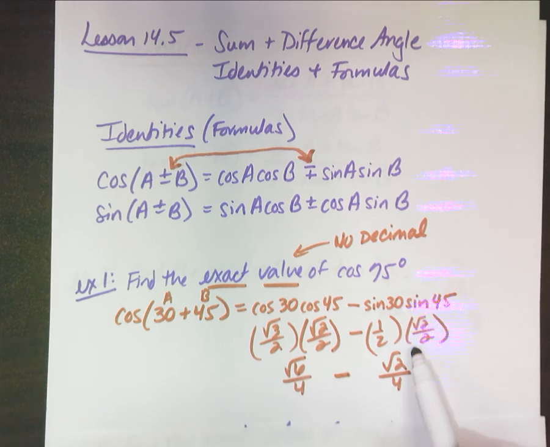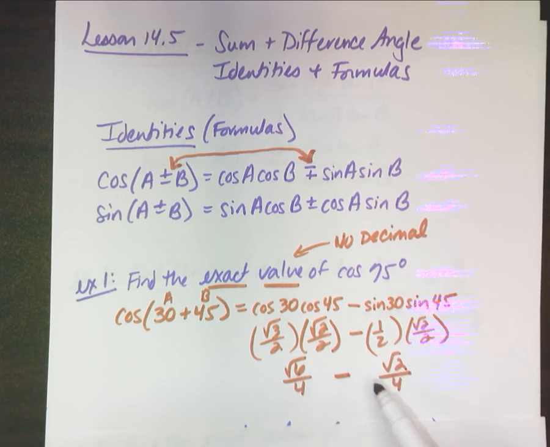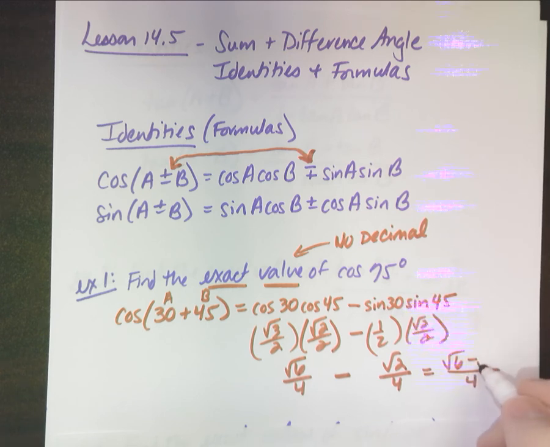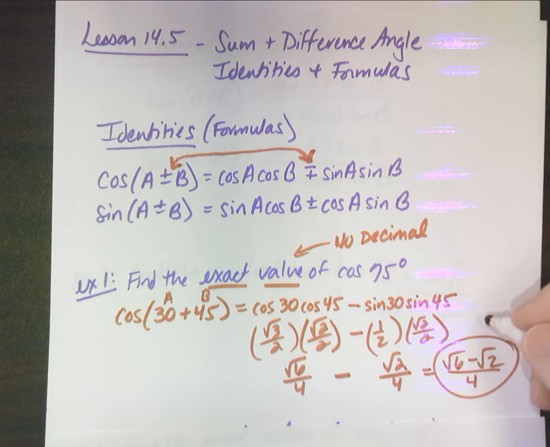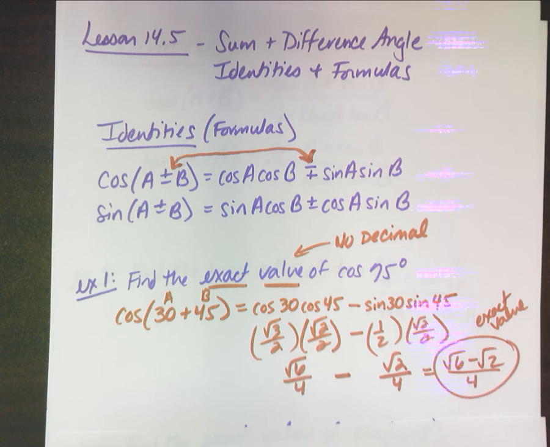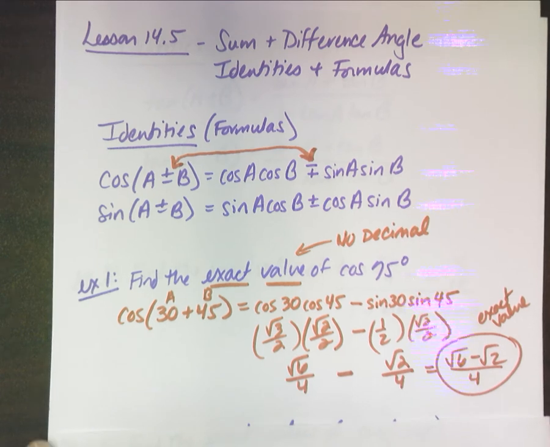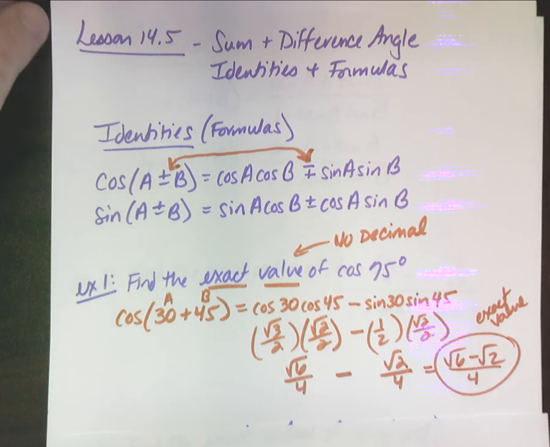Are you allowed to subtract square roots? No, not unless they're the same square root. So all you actually have to do is combine this to be one fraction. Since they have the same denominator, put them both over 4 and write square root 6 minus square root of 2. That is the exact value of cosine 75 degrees. See, it wasn't that bad. It's just following a formula. Easy peasy. Let's try another one.